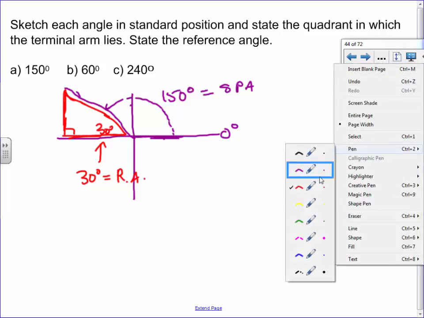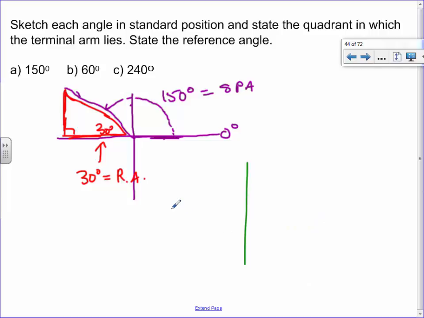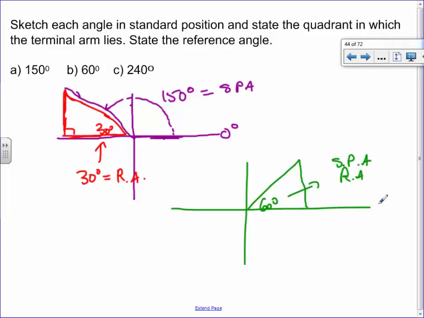Let's try a second one. If I asked you to plot a 60-degree angle, 60 degrees would just be sitting right here in quadrant 1. There's really nothing special to it because 60 degrees is both your standard position angle and it is the smallest reference angle you can make as well. Because the smallest triangle you can make is the one you just made. There's not some extra triangle.